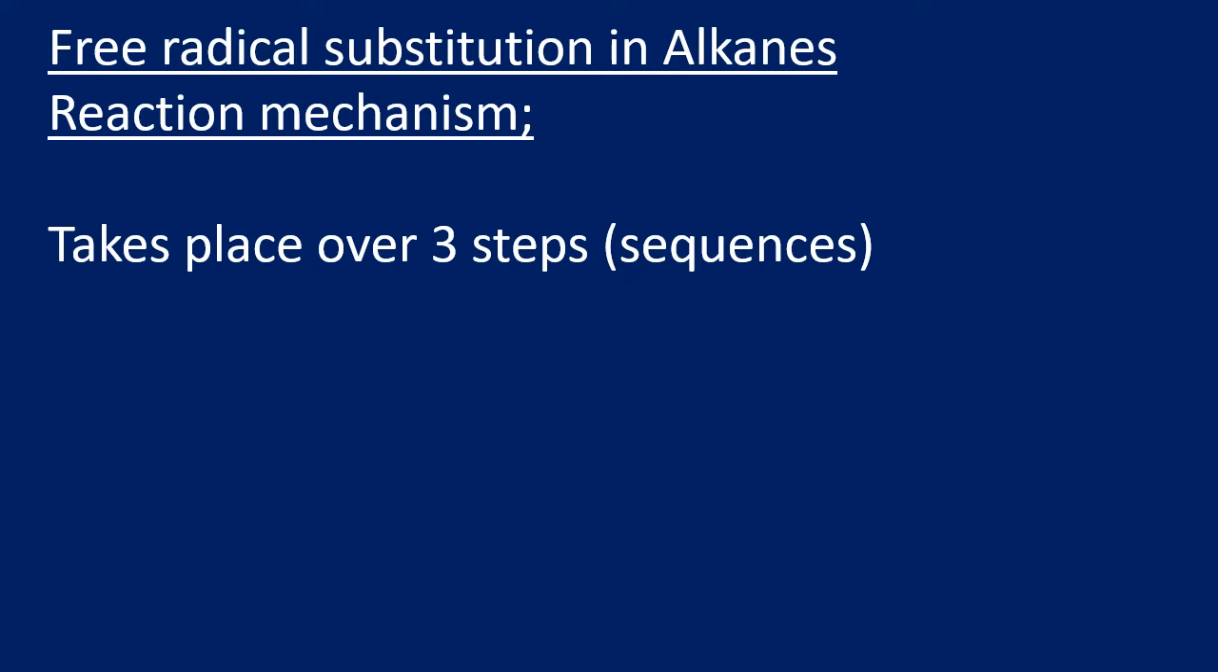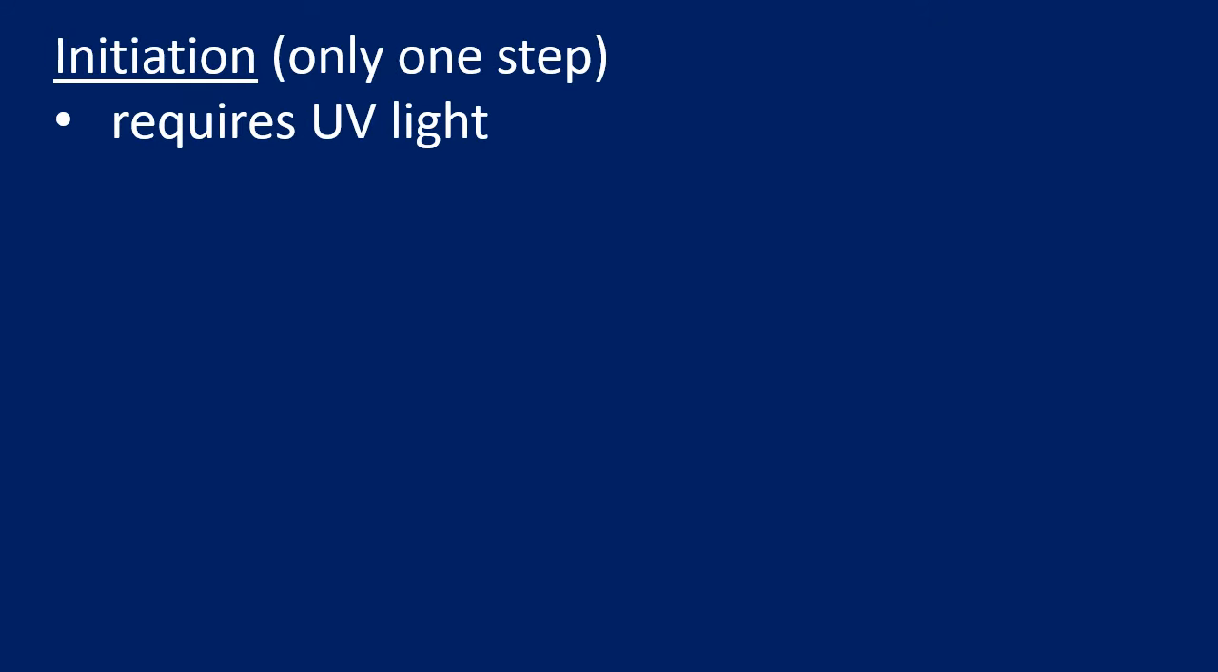So now we're going to look at the actual reaction mechanism instead of the overall equation. As we've seen from earlier slides, the reaction mechanism is going to show us the step-by-step sequences that happen in that chemical reaction. And the free radical substitution in alkanes always takes place over 3 steps, or there's 3 sequences to it. The first step is known as the initiation step. This step requires UV light, and there's only one step in this section.